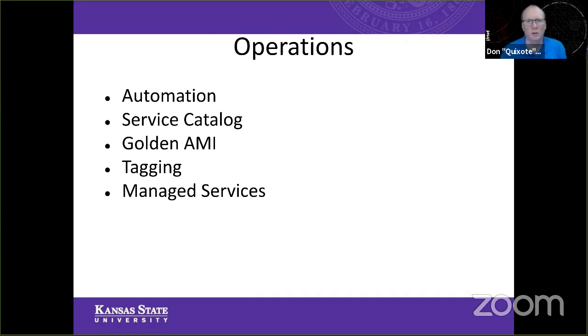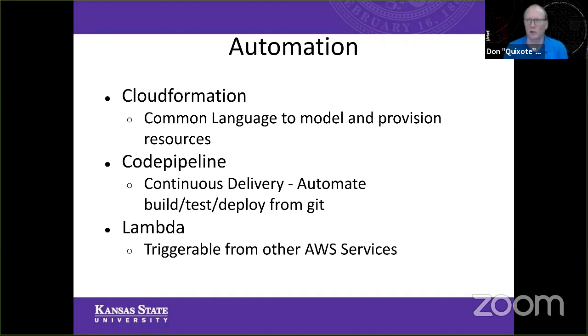Operations. We're going to talk about automation, Service Catalog, the golden AMI, tagging, and managed services. So with automation, CloudFormation is your major workhorse here. It provides a common language, models resources in Amazon. So when we execute a CloudFormation script, it can spin up EC2 instances, load balancers, networking, security groups. It can fire up RDS instances. It can do all of the different things we want to fire up, and you fire it up, and then it creates these resources and puts them in your environment.